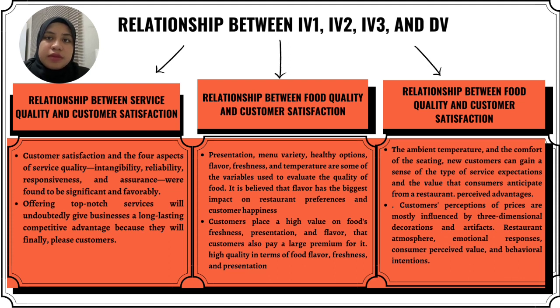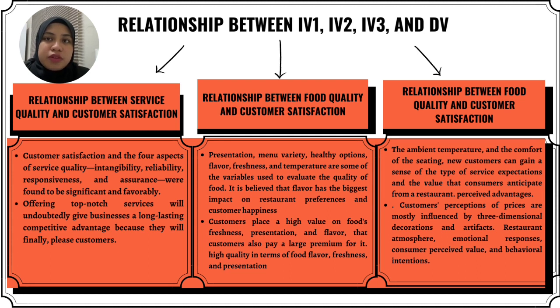Number 2 is the relationship between food quality and customer satisfaction. Presentation, menu, variety, healthy options, flavor, freshness, and temperature are some of the variables used to evaluate the quality of food. It is believed that flavor has the biggest impact on restaurant preference and customer happiness. Customers place a high value on food freshness, presentation, and flavor, and also pay a large premium for high quality in terms of food flavor, freshness, and presentation.